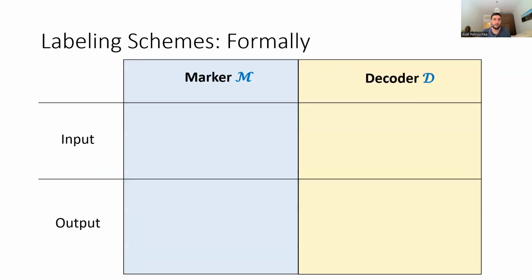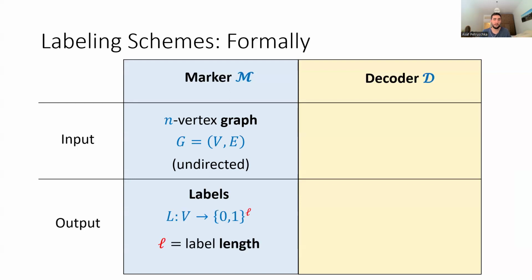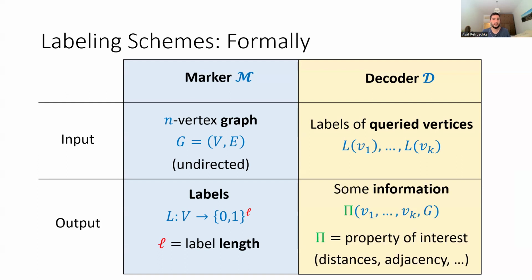So a bit more formally, a labeling scheme consists of two algorithms. The first is the marker or pre-processing algorithm, which gets the graph as input and outputs the labels for the vertices. And these are bit strings of length small l, which is the primary complexity measure to minimize. The second algorithm is the decoder or query algorithm, which gets the labels of some vertices that were generated by the marker and should output some information about these vertices, like distances, adjacency, and so on. And crucially, the decoder does not know anything about the graph G, it only gets the information stored in the labels of the query vertices.